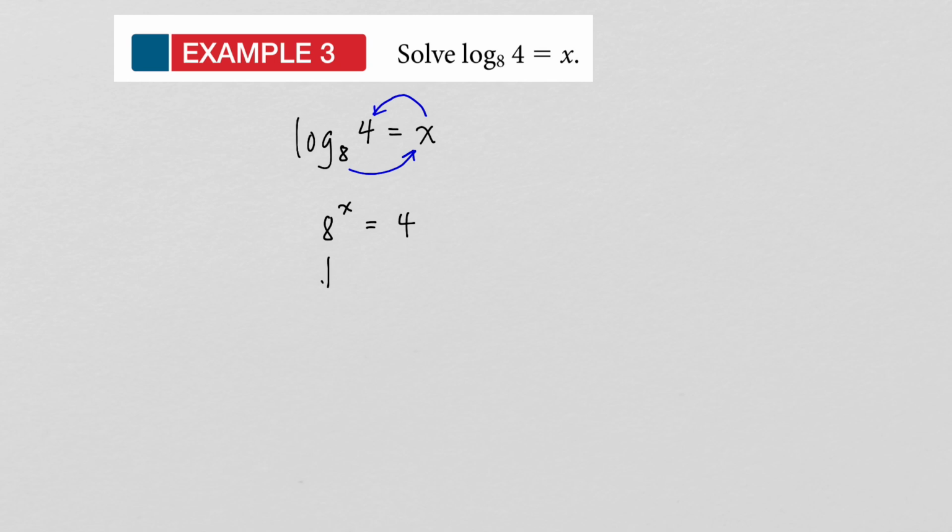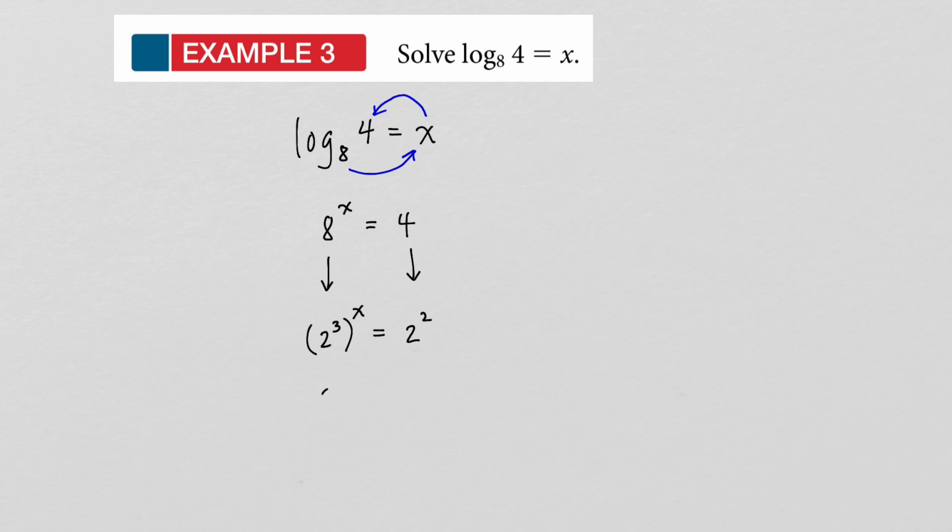I want you to remember that 8 is 2 to the third power. So if I have 8 to the x, it's just going to be 2 to the third power raised to the x. And 4, of course, is 2 to the second power. So what I'm doing here is I'm finding a common base between these two numbers. So 8 and 4 have a common base of 2 because they both can be expressed as powers of 2.